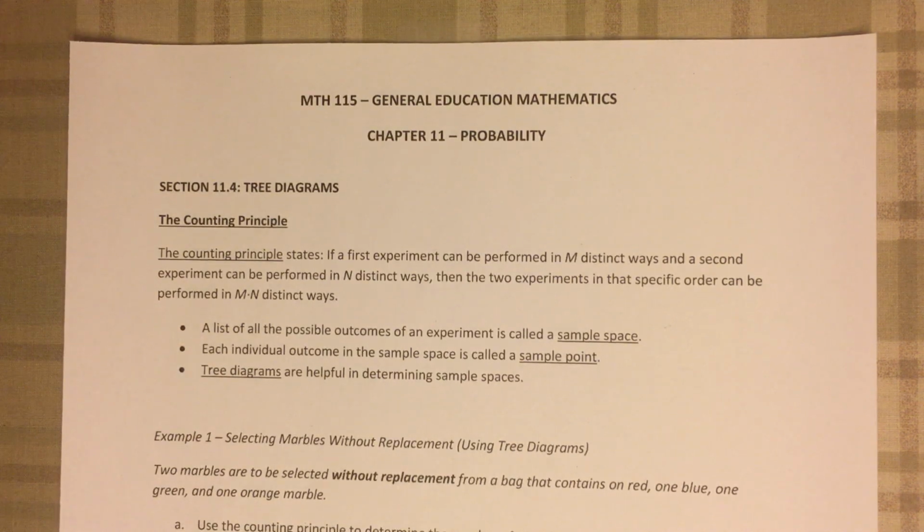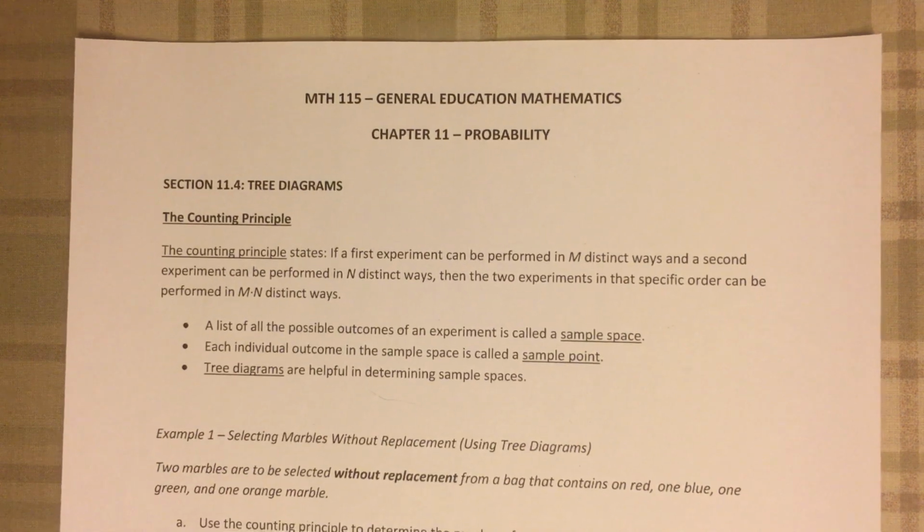n distinct ways. So what we're looking at here and thinking about our counting principle is we're trying to figure out the total number of different possibilities we have for outcomes. This list of all of our possible outcomes is going to be called a sample space. So we're going to use our counting principle in most of these examples to first find the size of our sample space. Each individual outcome of our sample space is called a sample point. So we're going to talk about these different points and how we can use those to find probabilities. In order to do that, again, we're going to use something called tree diagrams, which is going to give us a way to visualize our sample space.